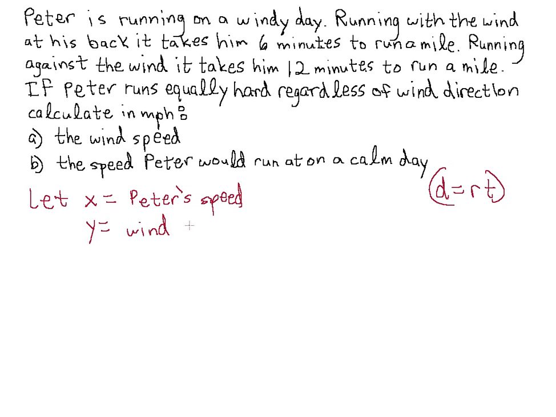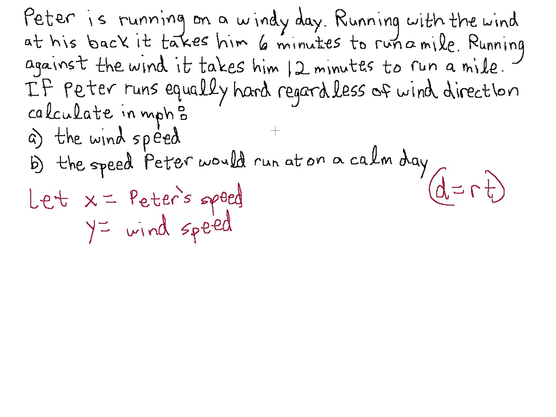Now notice we're defining our variables in a very strategic way because it actually answers the questions being asked, instead of having to do some other work after we find our variables to answer these questions. A is the wind speed that we want to know, so we're defining the wind speed as y. B is the speed Peter would run at on a calm day, so that's going to be the value of x when y is equal to 0, or when the wind speed is 0.